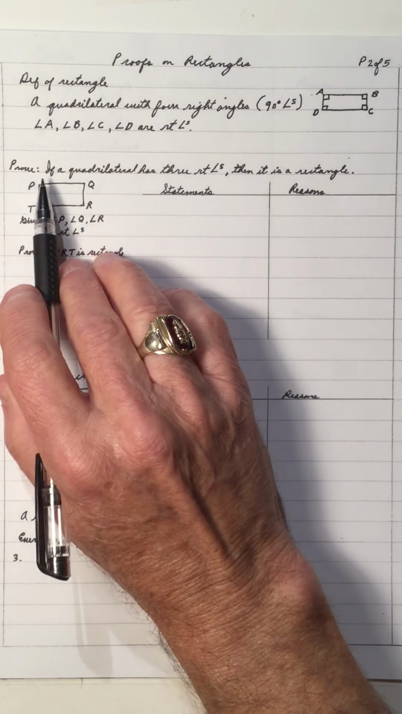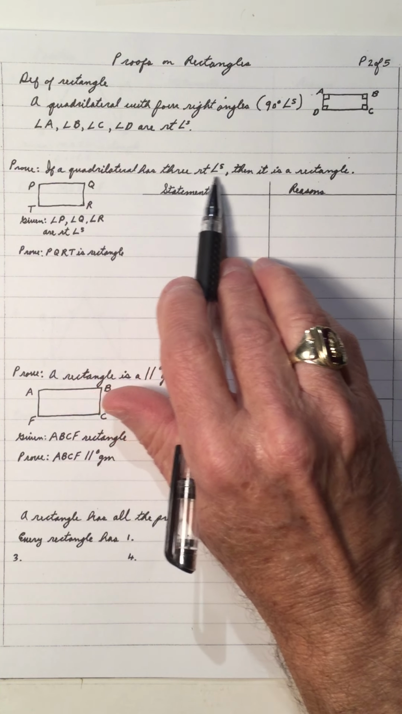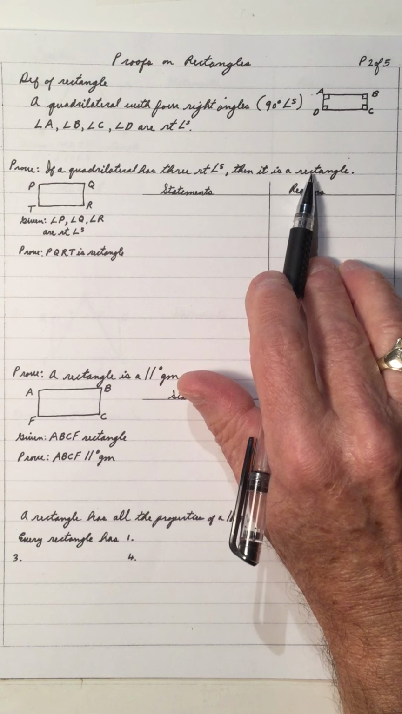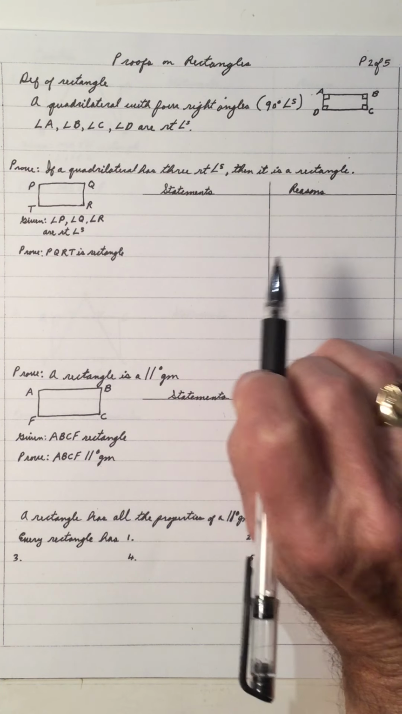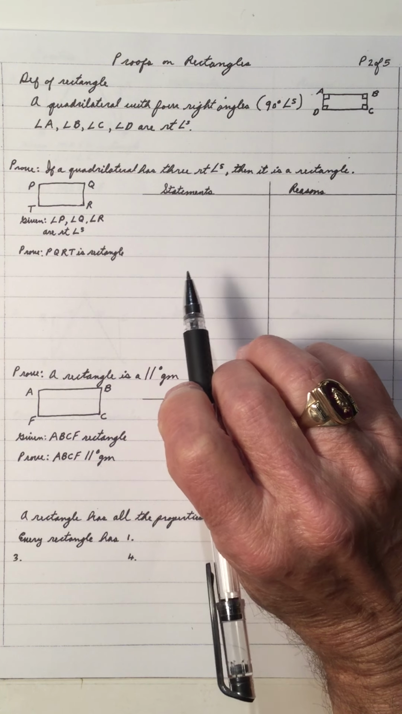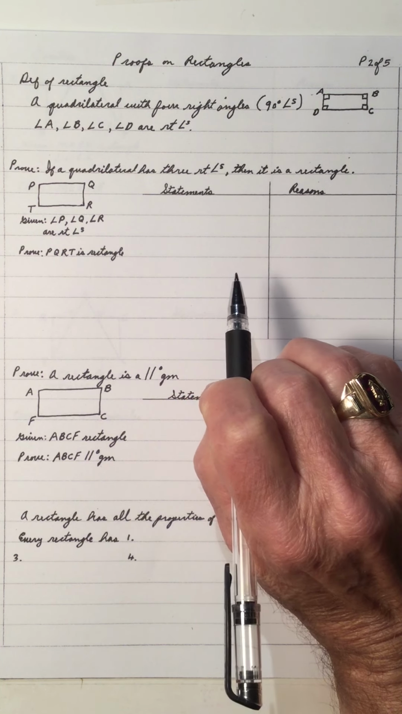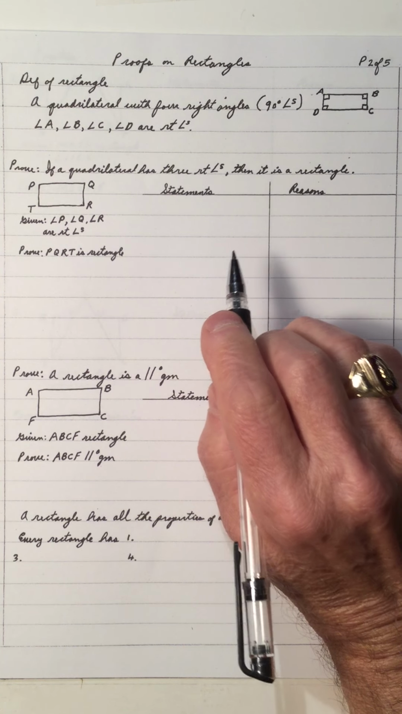Let's do a proof. Proof: if a quadrilateral has three right angles, then it's a rectangle. And the proof goes something like this before we start. If you have three right angles, then you have four right angles, therefore you have a rectangle. So we'll establish the fact that if we've got three, we have four, we have a rectangle.